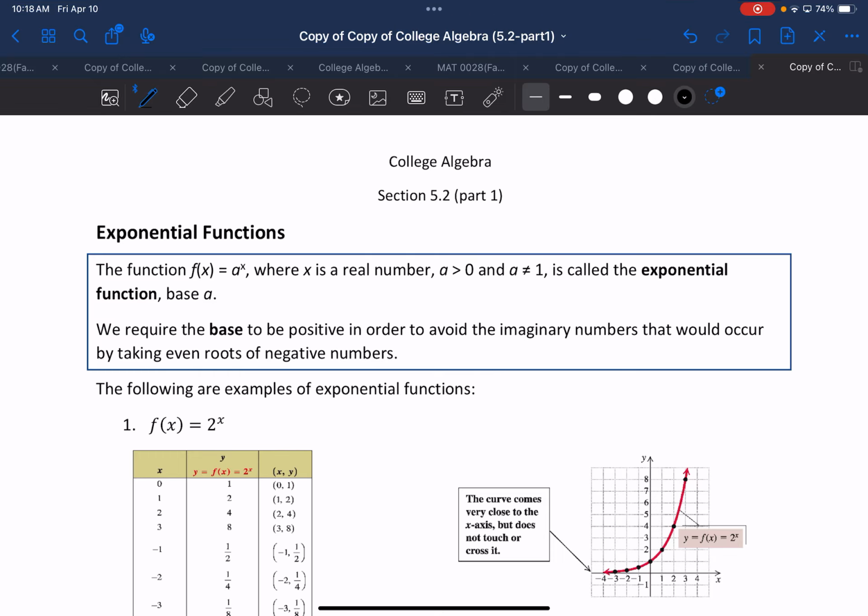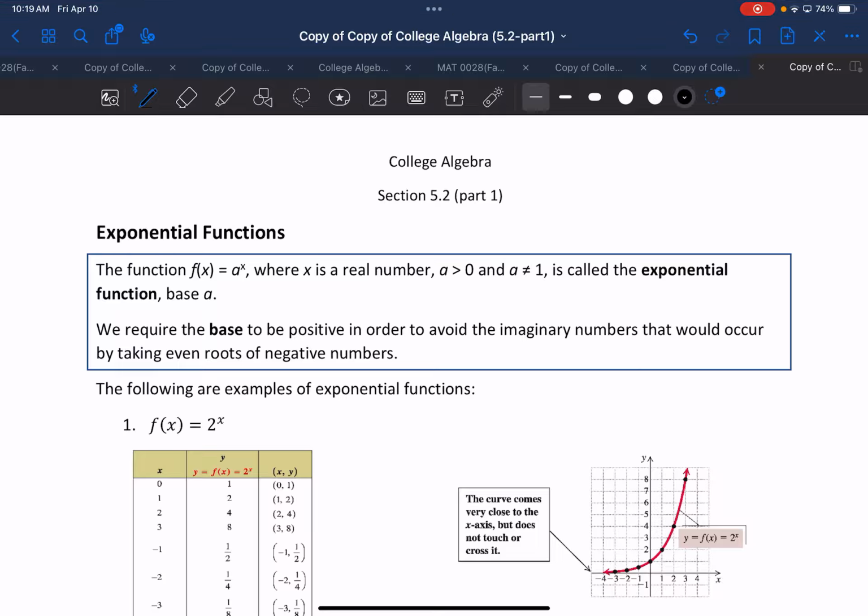All right, so 5.2 is about exponential functions. This is going to be a brand new type of function that we're learning about. We've learned about quadratic functions, rational functions, and radical functions. Okay. So now we're talking about exponential functions. These are a little bit unique on their own. We are going to add these to our library of functions.